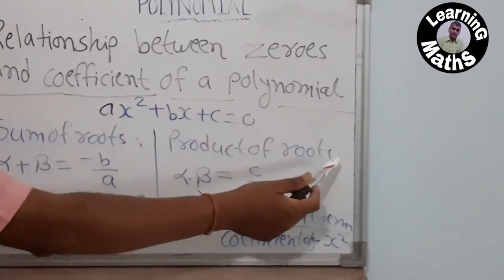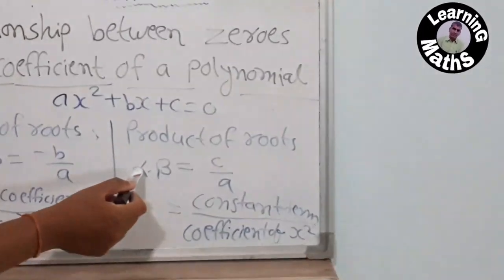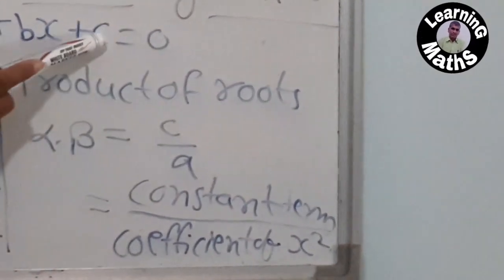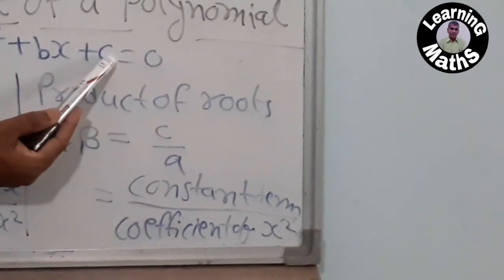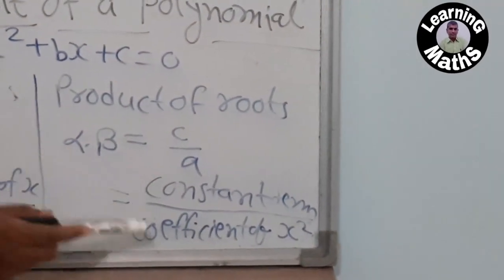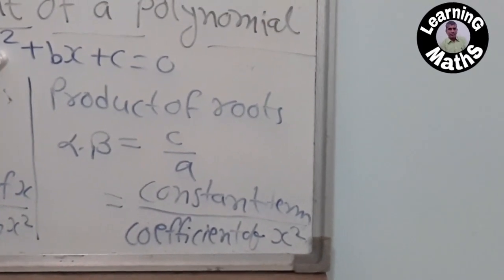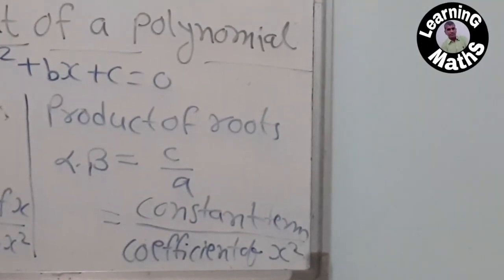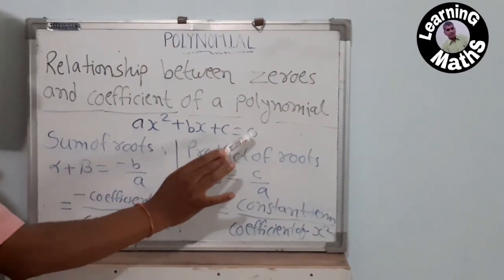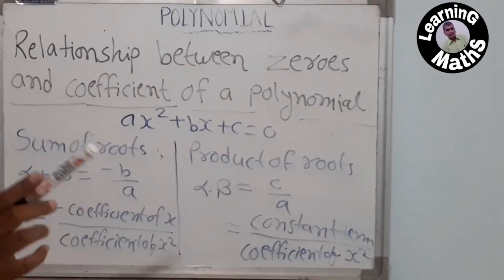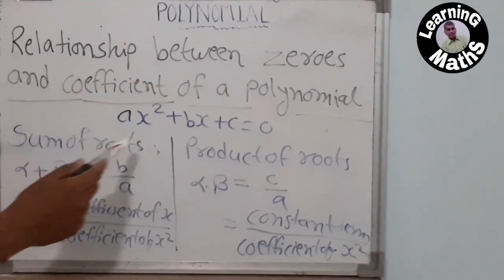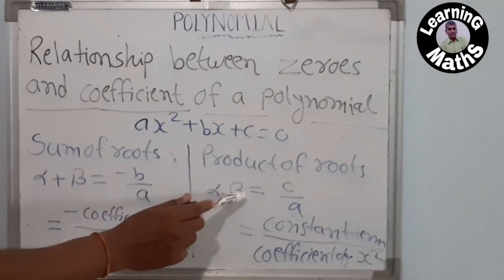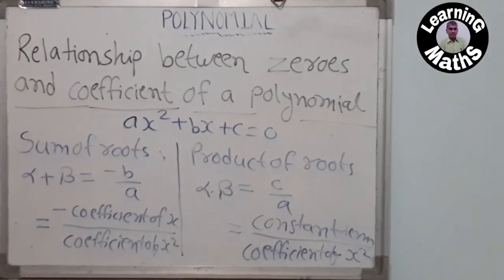Here the product of the roots will be the multiplication of both roots, alpha and beta. Product of alpha and beta equal to c by a. You are watching here c. C is the constant term, and a is the coefficient of x square. You have to memorize this one only. Ax square plus bx plus c equal to 0 is a quadratic polynomial, and the relationship between both the zeros is alpha plus beta equal to minus b by a and alpha into beta equal to c by a.